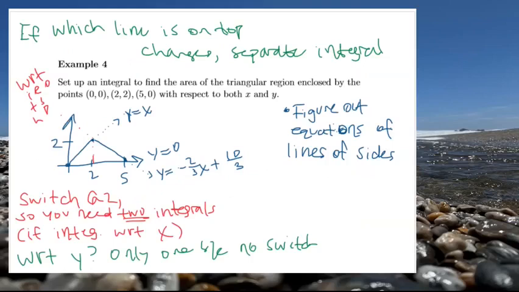Well, you might be like, that's so stupid, but it's actually, if you think about it, a shape really is just like at least a triangle, it can be considered different curves put together. So set up an integral to find the area of a triangular region enclosed by these points with respect to both x and y.